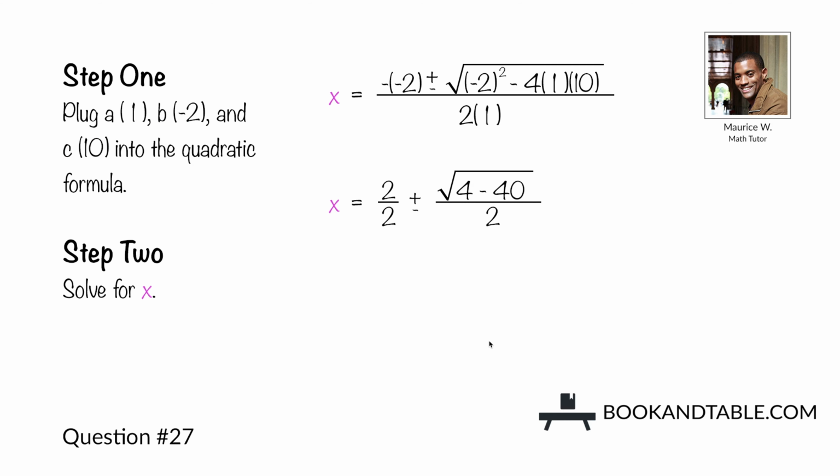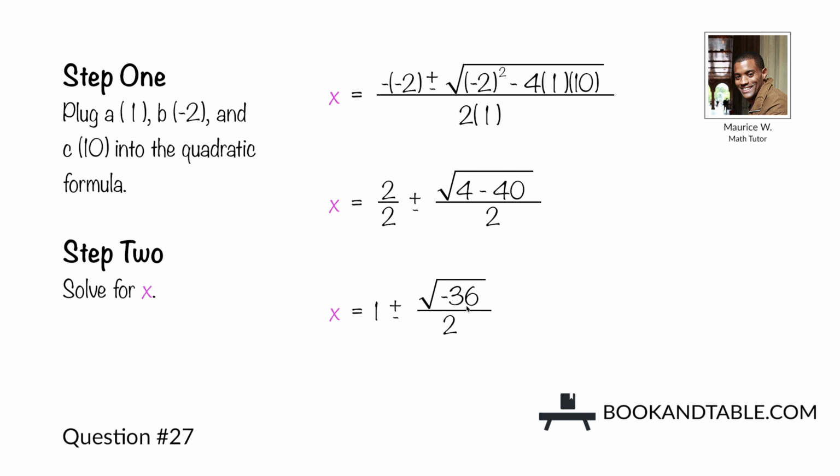And now we'll want to solve for x by simplifying this fraction. Negative 1 times negative 2 is 2, divided by 2 times 1, which is 2, plus or minus the square root of negative 2 squared is 4, minus 4 times 1 times 10, which is minus 40, over 2. So now we have 2 over 2, which is equal to 1, plus or minus the square root of 4 minus 40, which would be negative 36, over 2.